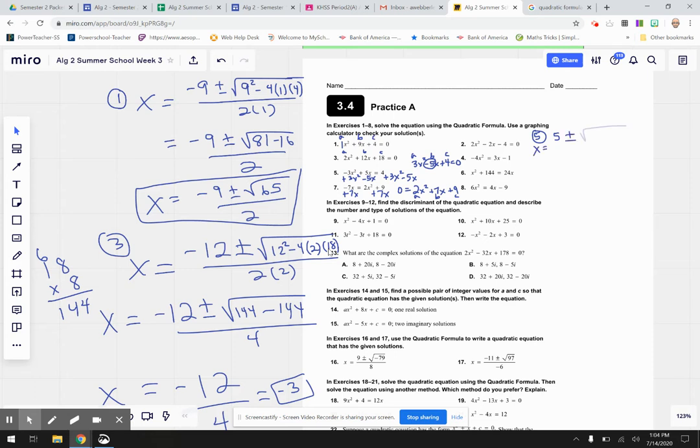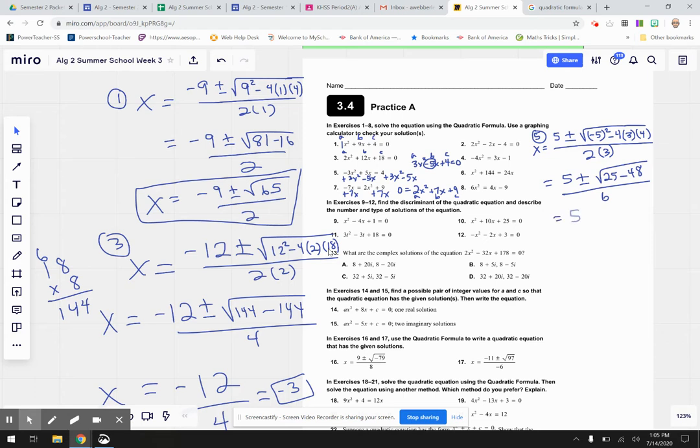Plus or minus square root of b squared. So negative 5, we got to square it. Minus 4 times a. We know a is 3. And c is 4. All over 2 times a. And 2 times 3, because a was 3. So now if we solve it, we get 5 plus or minus square root of 25, because negative 5 times negative 5 is 25. And then negative 4 times 3 is negative 12, so negative 48 all over 6.